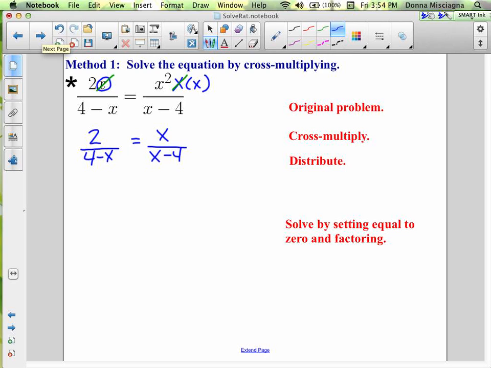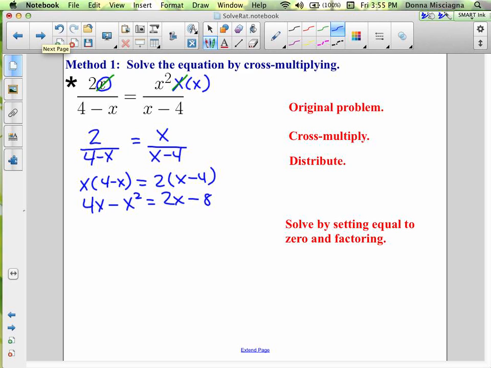All right, so now we can cross multiply and distribute and reduce. All right, so we're going to have x times 4 minus x equals 2 times x minus 4. Don't forget your parentheses, and don't forget to write the step down so you remember to distribute. All right, so we'll distribute. We have 4x minus x times x is x squared equals 2 times x is 2x, and 2 times 4 is 8. We need to get everything on one side.